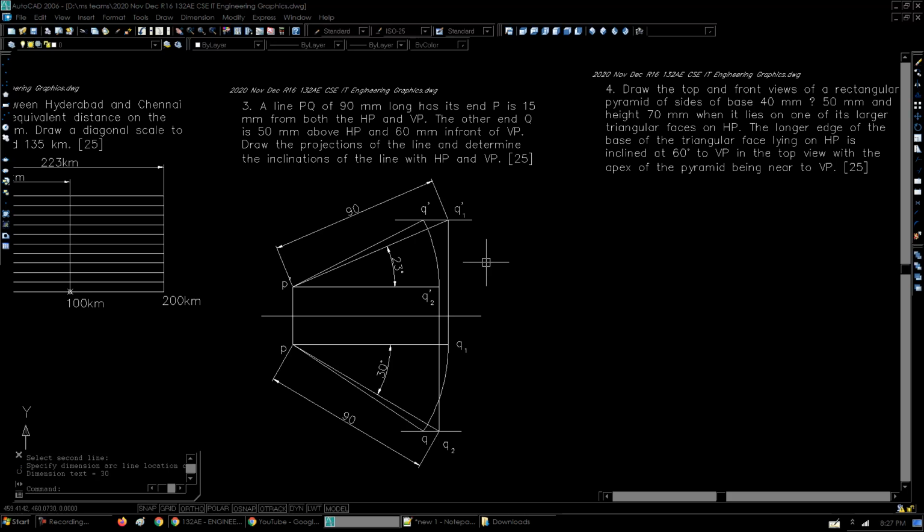So what you can do here is you can write the answer separately over here. So the answer, inclination with HP is 23 degrees and the inclination with VP is 30 degrees. So that's it. That is the solution to the third question.